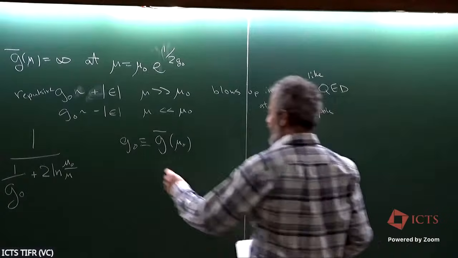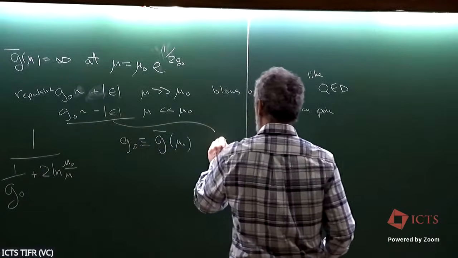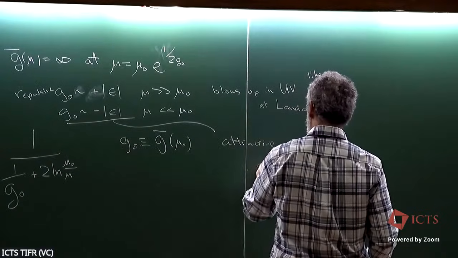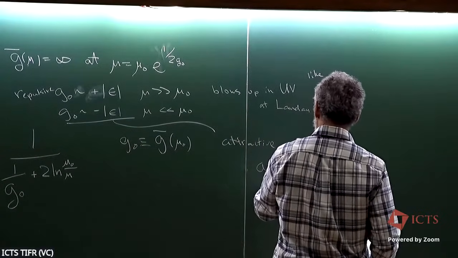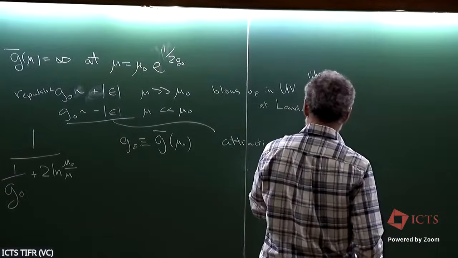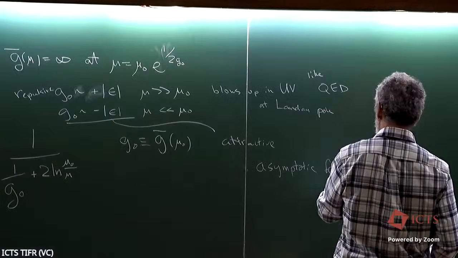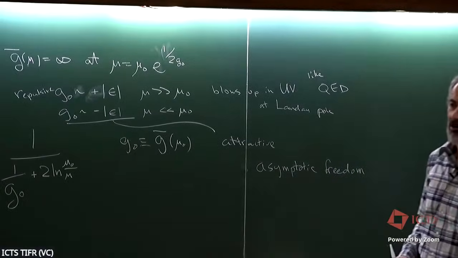But if it's attractive, you have what's called asymptotic freedom. Namely, that the coupling goes to 0 in the UV and it becomes strong in the IR.